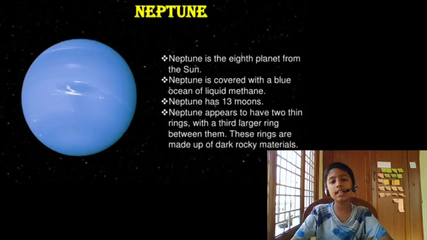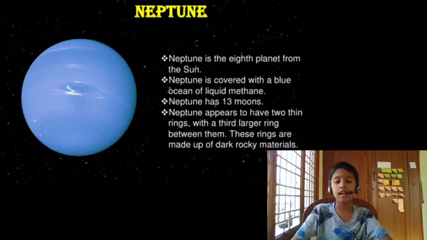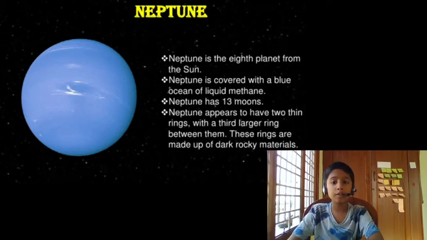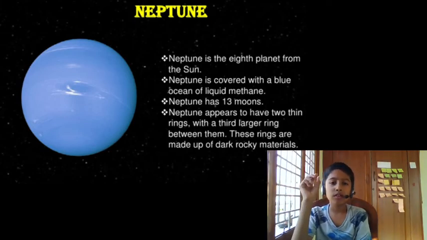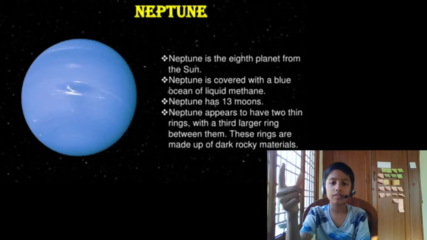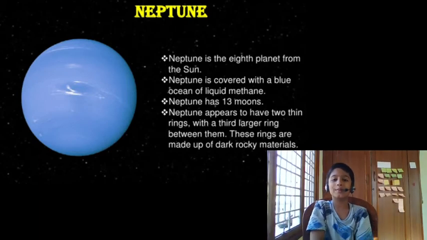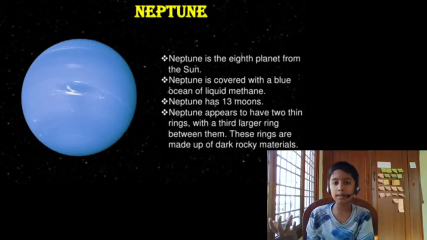The next and last planet is Neptune. Neptune is the eighth planet from the sun. Neptune is covered with a blue ocean of liquid methane. And Neptune has 13 moons.